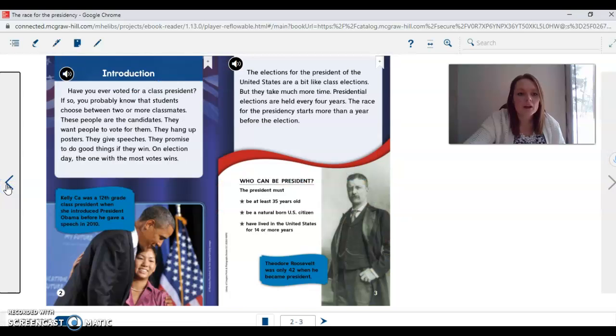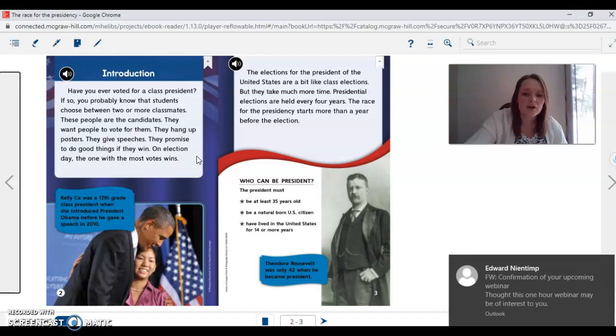Introduction. Have you ever voted for a class president? If so, you probably know that students choose between 2 or more classmates.